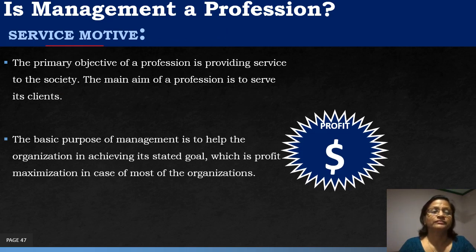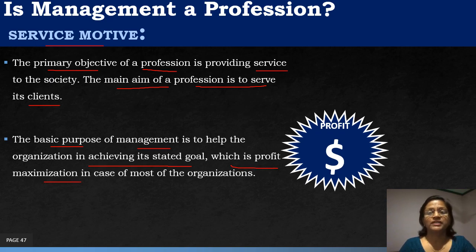Service motive. The primary objective of every profession is to provide service. Teachers teach, even though they get salary, they teach. The primary motive is to teach the students. The main aim of every profession is to serve its clients, whereas the basic purpose of management is to help the organization achieve its stated goal, which is profit maximization in most of the cases.